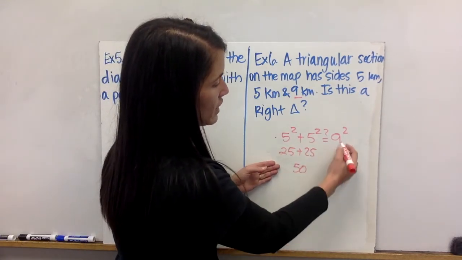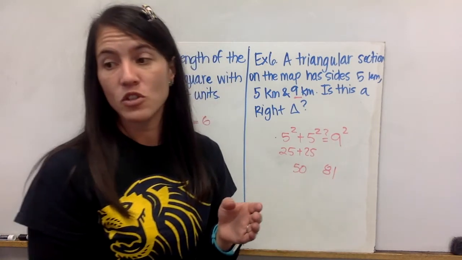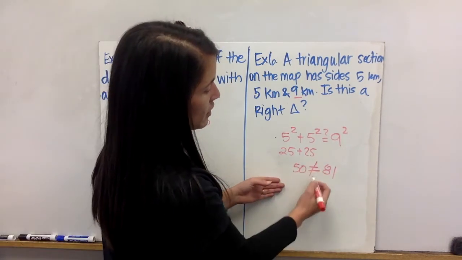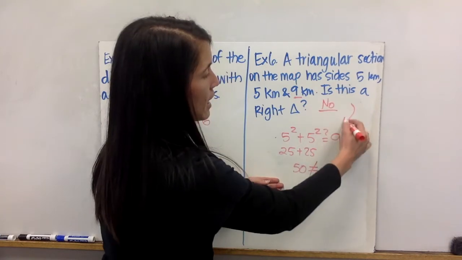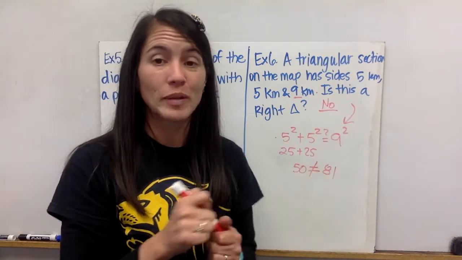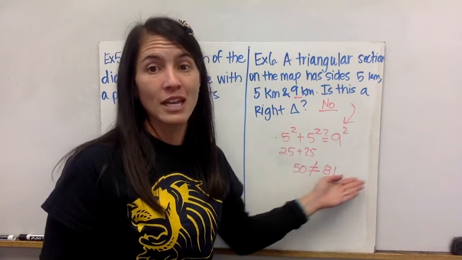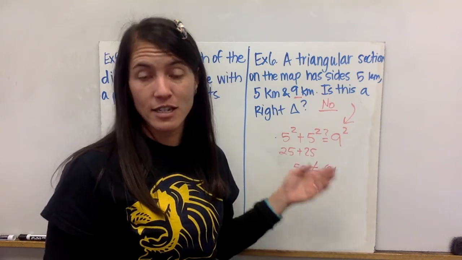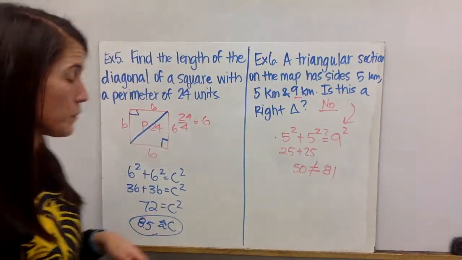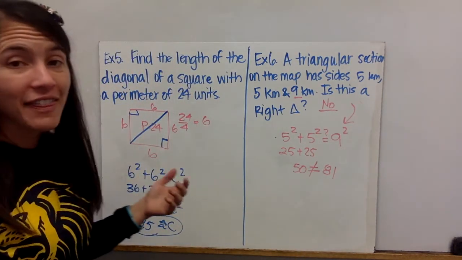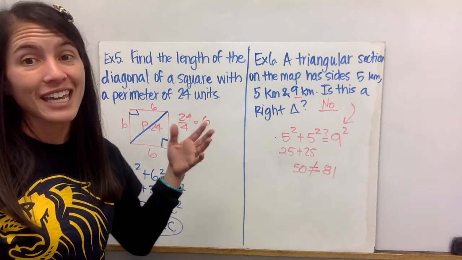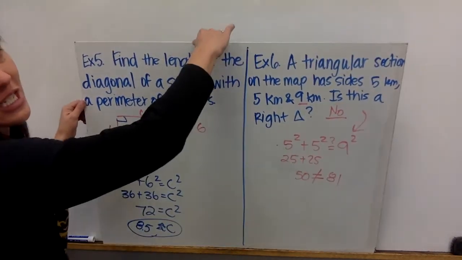So this would be 50. 9 squared is 81. So those do not equal each other. So the answer is no, it's not a right triangle because, and then this is the work. If I asked you to explain why, you would have to show me this. It does not fit into the Pythagorean theorem. They're not equal. Not that it couldn't be a triangle, but it cannot be a right triangle because it doesn't fit into the Pythagorean theorem. Okay? 7 and 8.